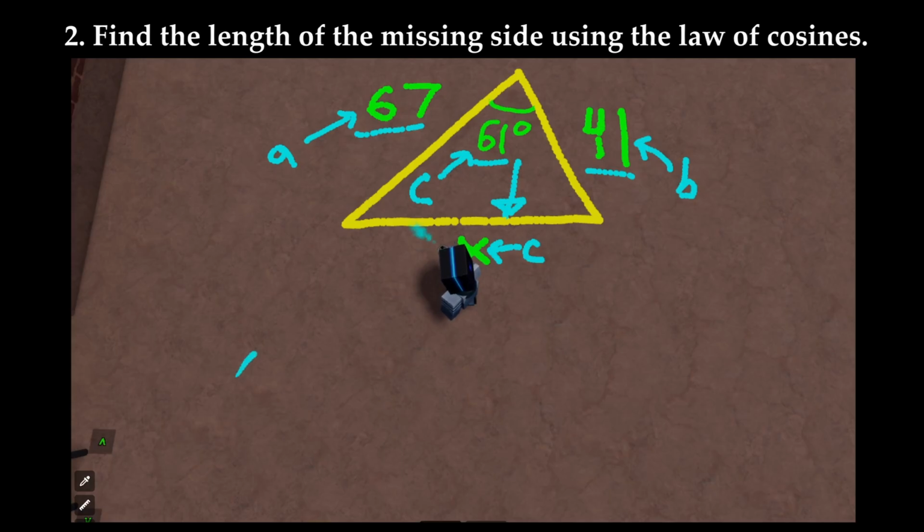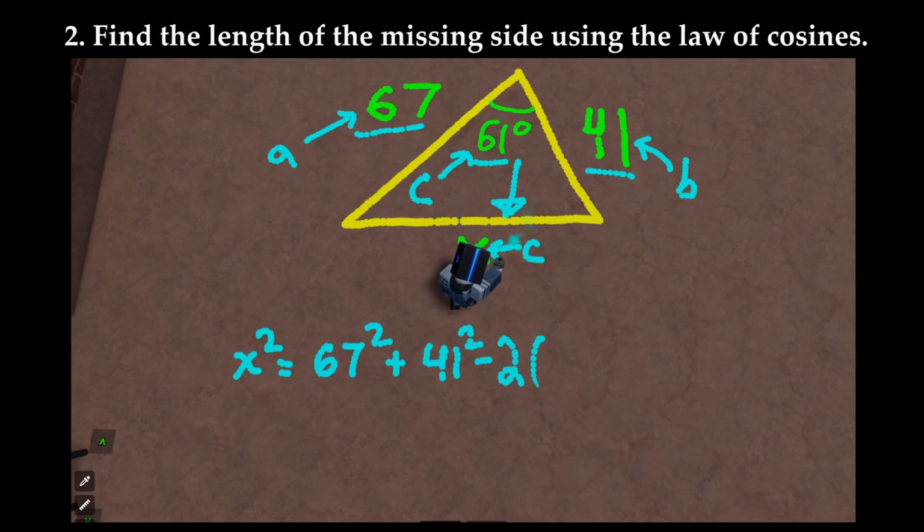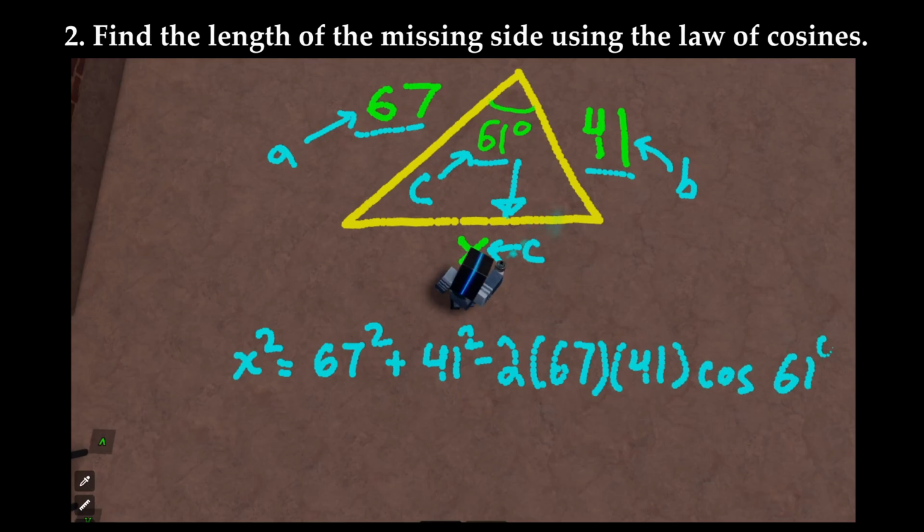So we have x squared. And then A squared is just 67 squared. B squared is just 41 squared. Minus 2 times A times B, which are 67 and 41, and times the cosine of the angle, which is 61 degrees. Now, just take out a calculator and start computing this.